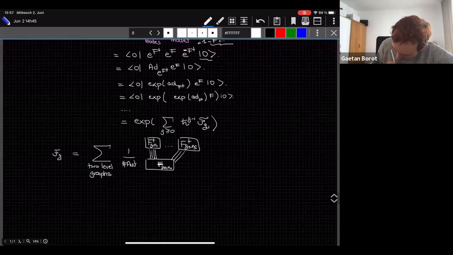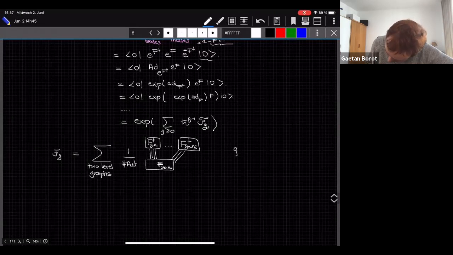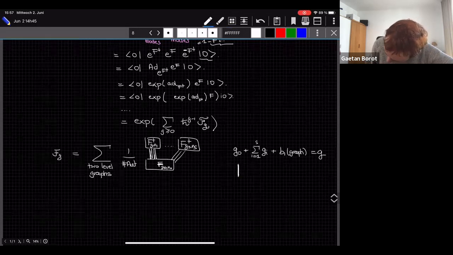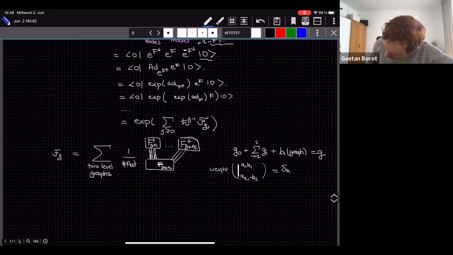And when I look at this picture, you want the sum of the genera plus the Betti number attached to the graph, so you see that you have loops here in this graph, to be equal to G. And whenever you see an edge like this, the F's have some indices, so it's some A1, K1 containing a positive mode, and here's some A2, minus K2. The weight of such an edge is delta K1,K2 over K1, delta A1,A2.